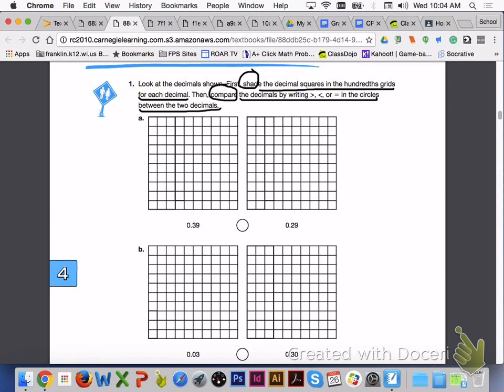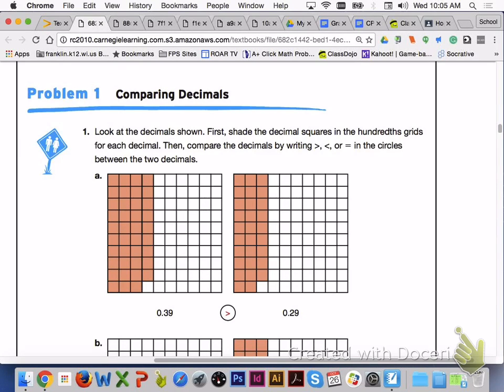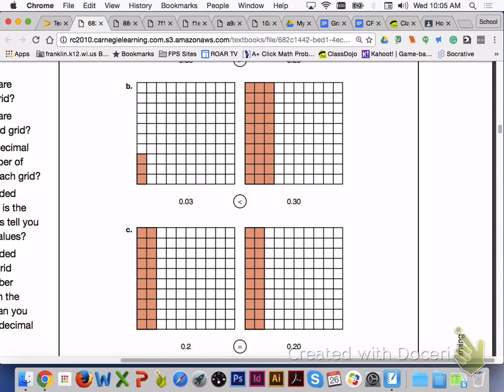Turn to page 238, problem 1, comparing decimals. Answer number 1, letters A through C with your group members. Number 1, letter A, 39 hundredths is greater than 29 hundredths. Letter B, 3 hundredths is less than 30 hundredths. And for letter C, 2 tenths is equal to 20 hundredths.